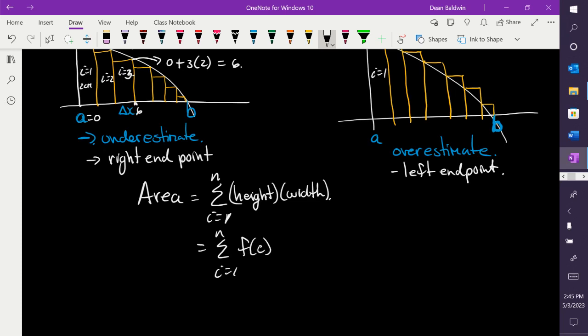And then the width, what's the width of each rectangle? Well, okay, yes, but in a general sense, what is it? Delta x, all right? Sorry. You're right, it is 2 in that particular case, but in a general sense, it's delta x.